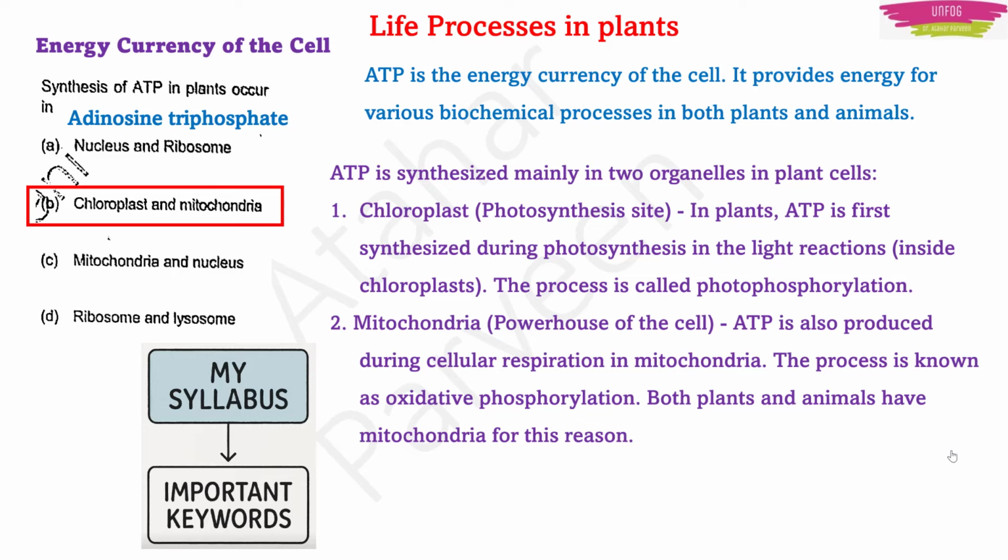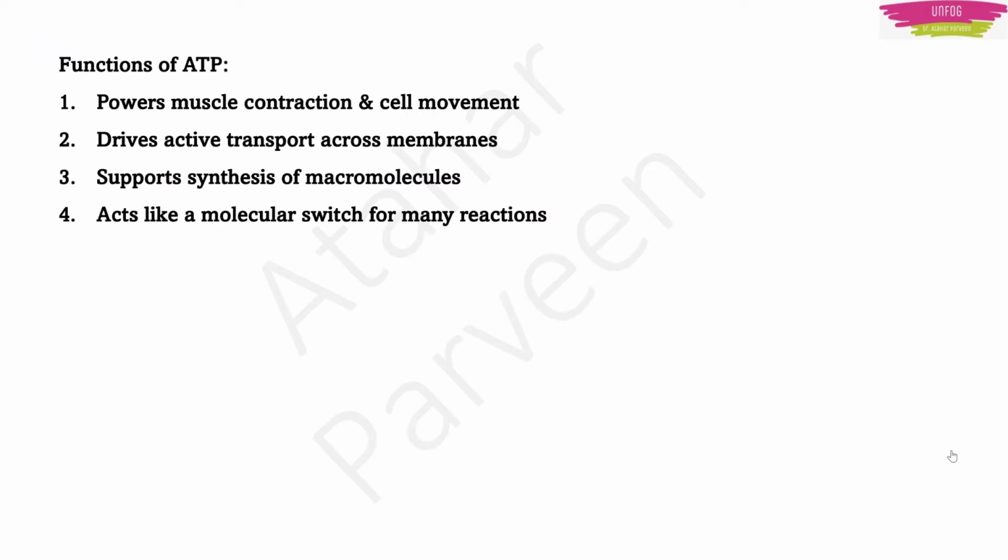So we have seen about chloroplast and mitochondria. What are the other options? That also we have to see, and also we should know a little bit more details about ATP. So we can know what are the functions of ATP. ATP is actually playing the role of giving power to muscle contraction, and it is also helping in cell movement. It is giving active transportation across membranes. That's why it is called the energy currency of the cell, right? It is supporting synthesis of macromolecules. In fact, it is acting like a molecular switch for many reactions.